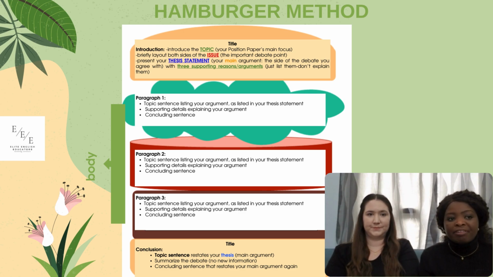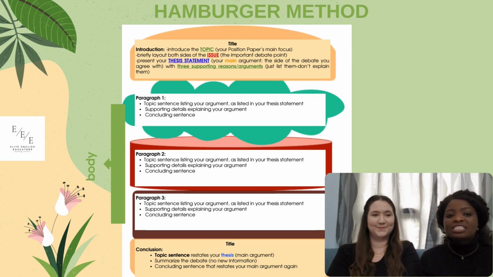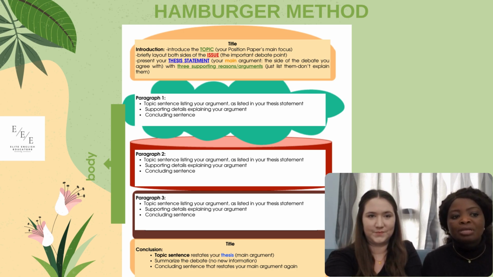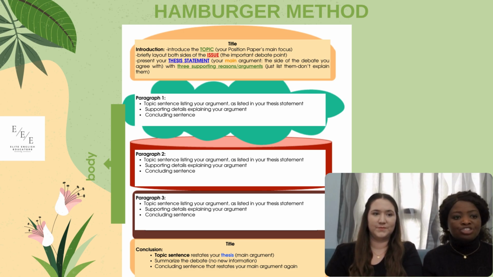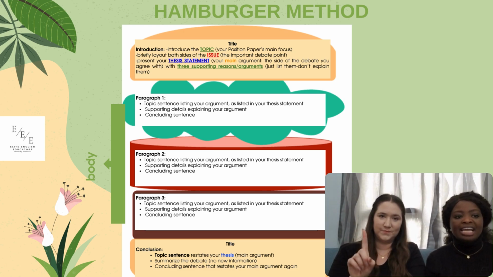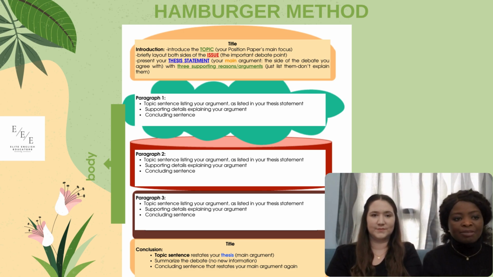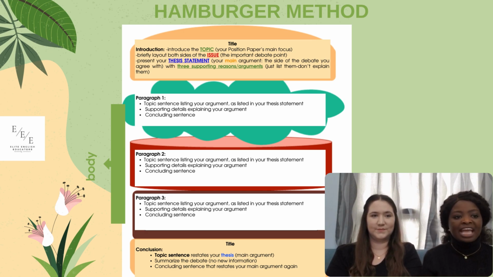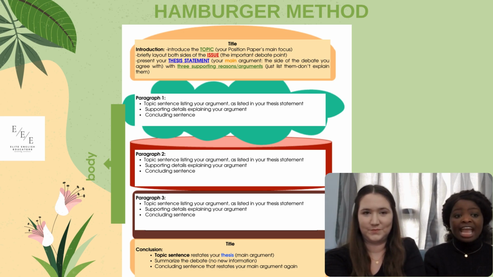Next is your body paragraphs, and the number of paragraphs can vary based on the assignment expectations. Typically, most junior high and high school essays are 5 paragraphs with an introduction paragraph, 3 body paragraphs, and a concluding paragraph. Each paragraph should follow the same structure. 1. A topic sentence listing your argument for the paragraph as listed in your thesis statement. 2. Sentences in the middle with supporting details, evidence, quotes, etc. 3. A concluding sentence which restates your argument and wraps up the paragraph.